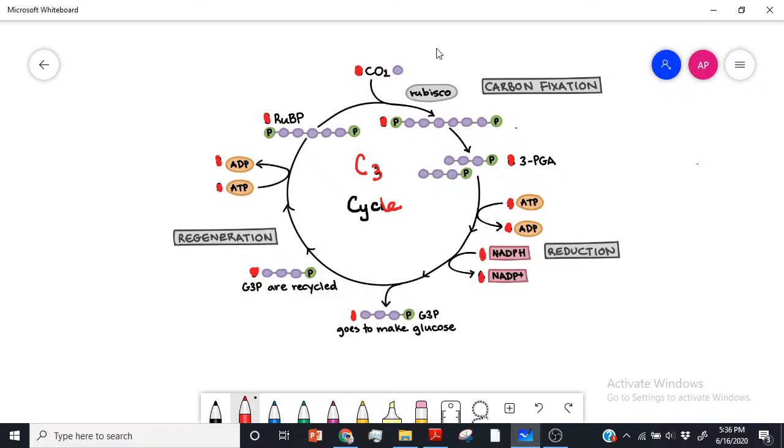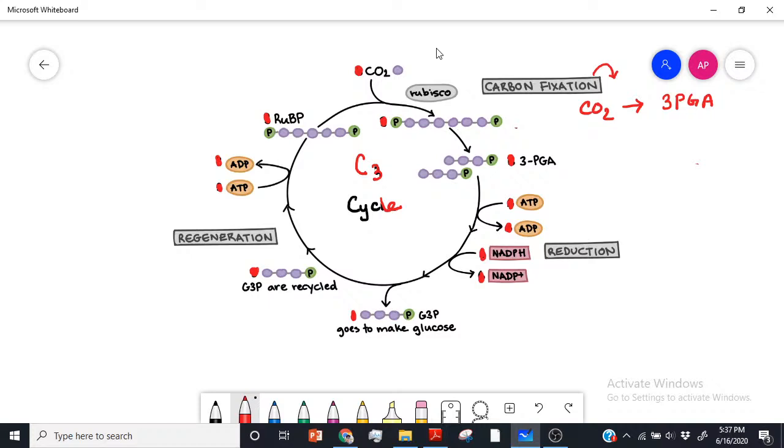Okay, nice. You have drawn the diagram. It's very nice. Now let's come back to the discussion after PGA, right? Let's start. Now over here after PGA, what happens? Okay, before coming to that, see one thing. This step that is from CO2 to 3-PGA, this step is known as carbon fixation.